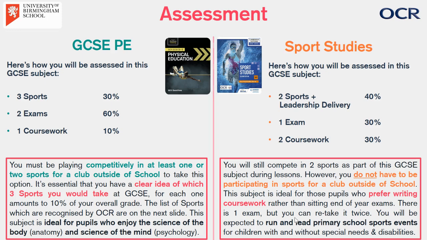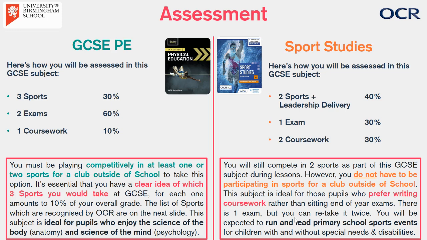Now, a key area of focus for you with GCSE PE, you must be playing competitively at least 1 or 2 sports for a club outside of school. Whilst we offer a variety of different options for before and after school clubs, it's essential that you are doing something competitive outside of school. So have a clear idea of what 3 sports you would take at GCSE PE, a list of which is on the next slide for you. This course, GCSE PE, is ideal for people who enjoy the science of the body and science of the mind, but also have 3 sports which you are competent in.